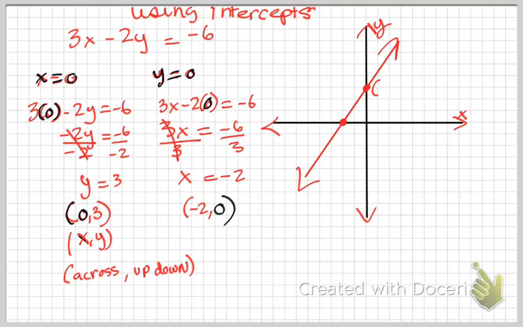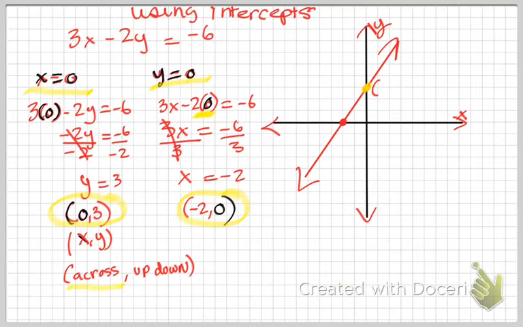So if we're graphing using intercepts, we're basically going to set x equal to 0, and when x is 0, we solve for y, and we get y is 3. So when x is 0, y is 3. I then plot that point, 0 across, 3 up. And then I do the same thing, I set y equal to 0. So when y is equal to 0, we get 3x equals negative 6, x equals negative 2. So then my other point is negative 2 comma 0.